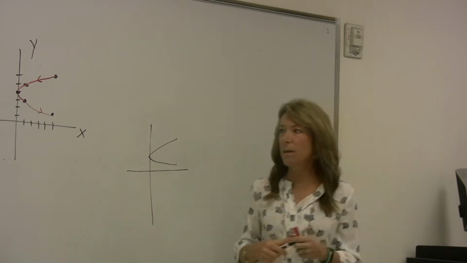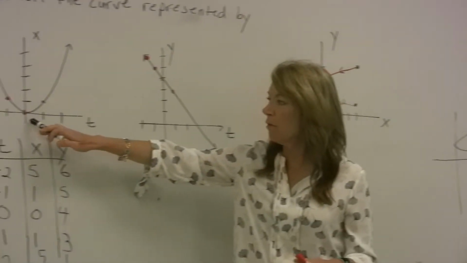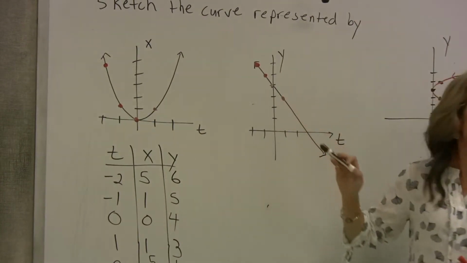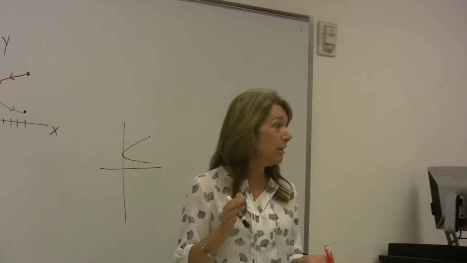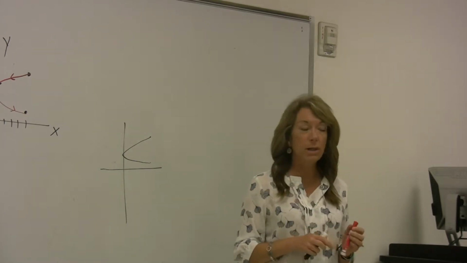You can always just pick a couple points too. Like I see it has to go through the point 0, 4. Right? This one goes through the point 0, 4. If you're matching and it doesn't go through 0, 4, you can eliminate it real quick, right? Just picking 1 or 2 points works as well.